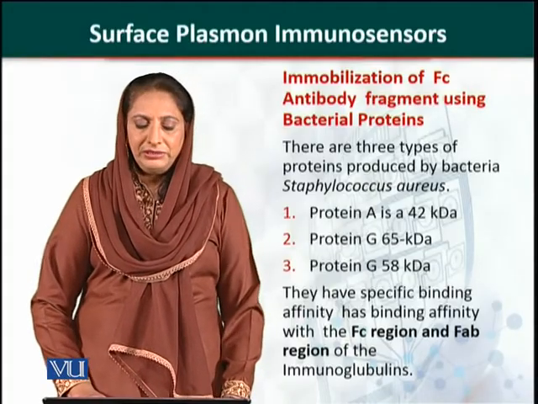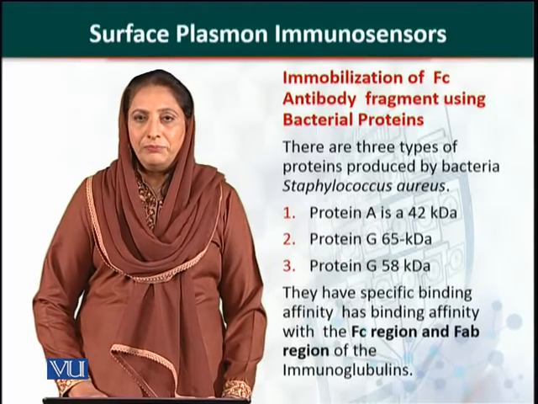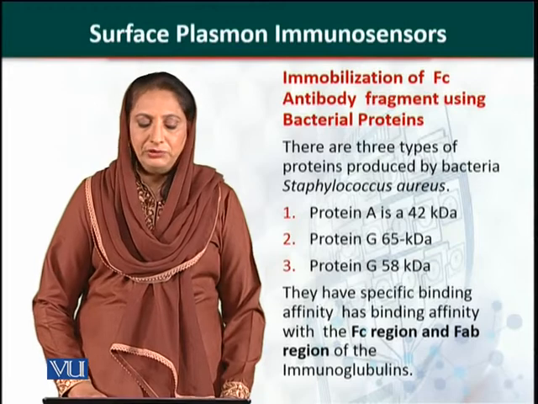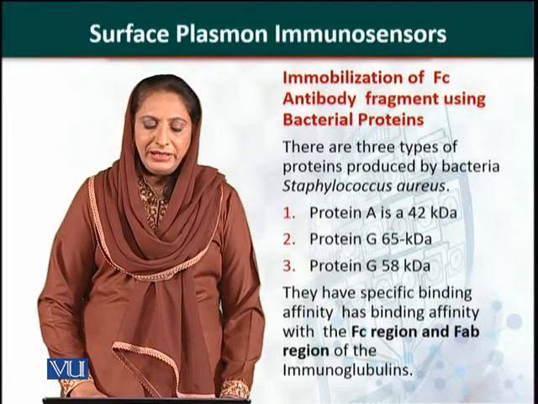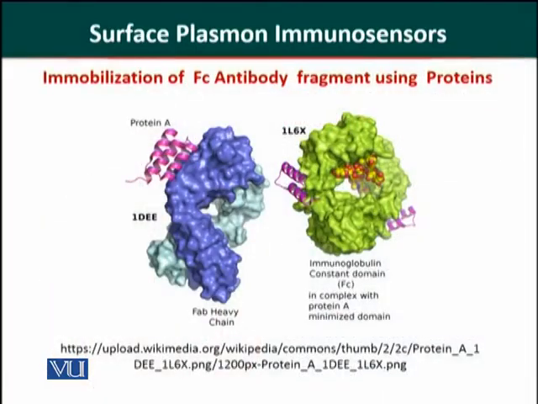ये तमाम proteins are very useful for combining with the different antibodies because they can bind with the Fc region and Fab region of the antibody. You can see in this slide the protein A is shown in purple pink color and it is binding with the antibody. It is binding with the Fab heavy chain and its binding with the Fc chain is also shown in the second picture.